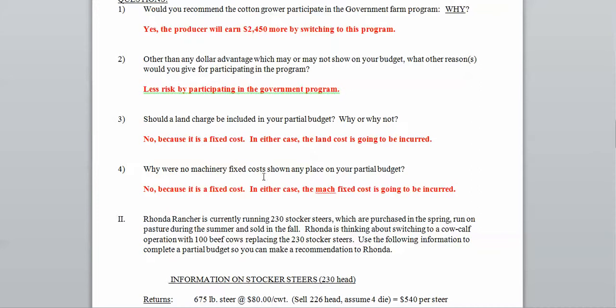And same with the next question. Why were no machinery costs shown anywhere in the partial budget? Same way. It's a fixed cost. In either case, the fixed machinery cost is going to be incurred.